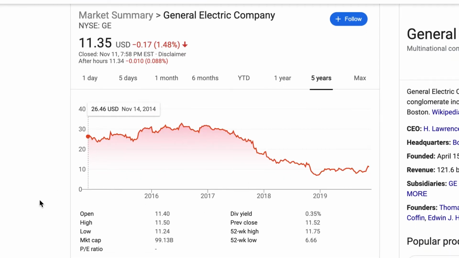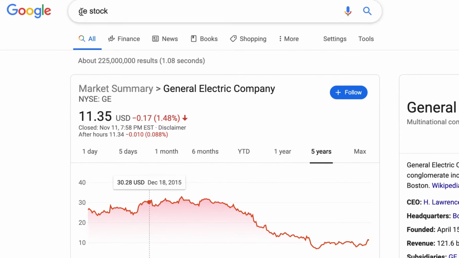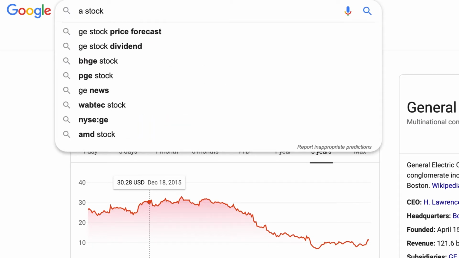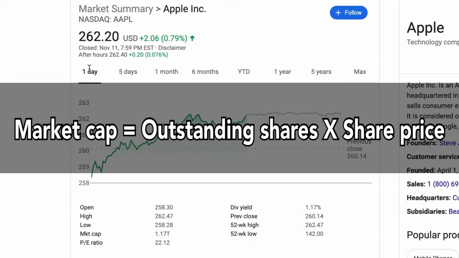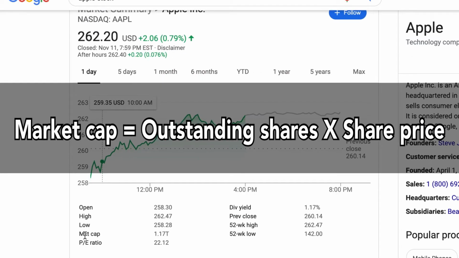Now, below the stock graph, you get more information that tells you a little bit more about the stock. So after a normal trading day, open, high, and low tells you what the price of the stock opened at, the highest and the lowest it got that day. Now, the market cap is the total value of a company's outstanding shares. Outstanding shares are all the shares of a company available on the market. So to calculate it, you multiply the total number of outstanding shares by the price of a share.